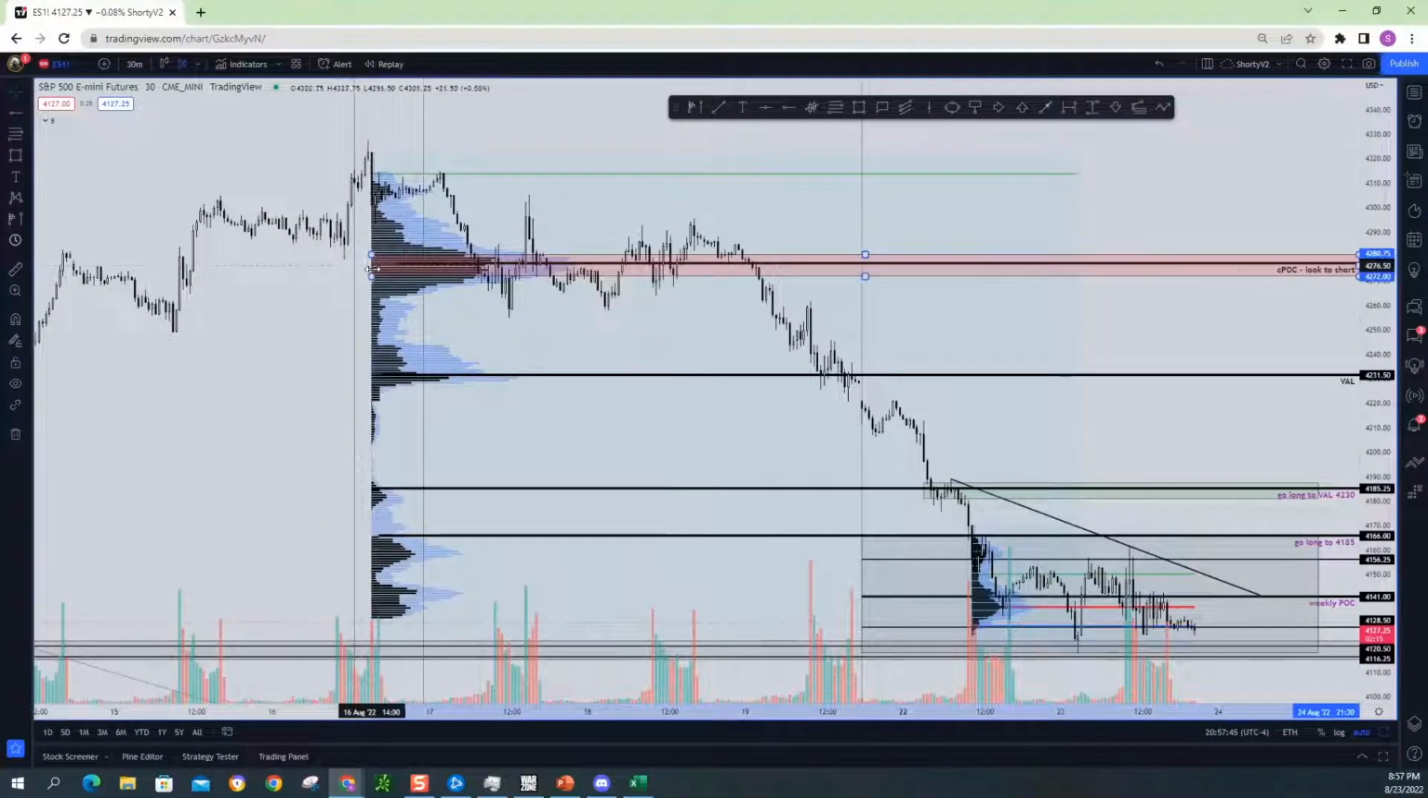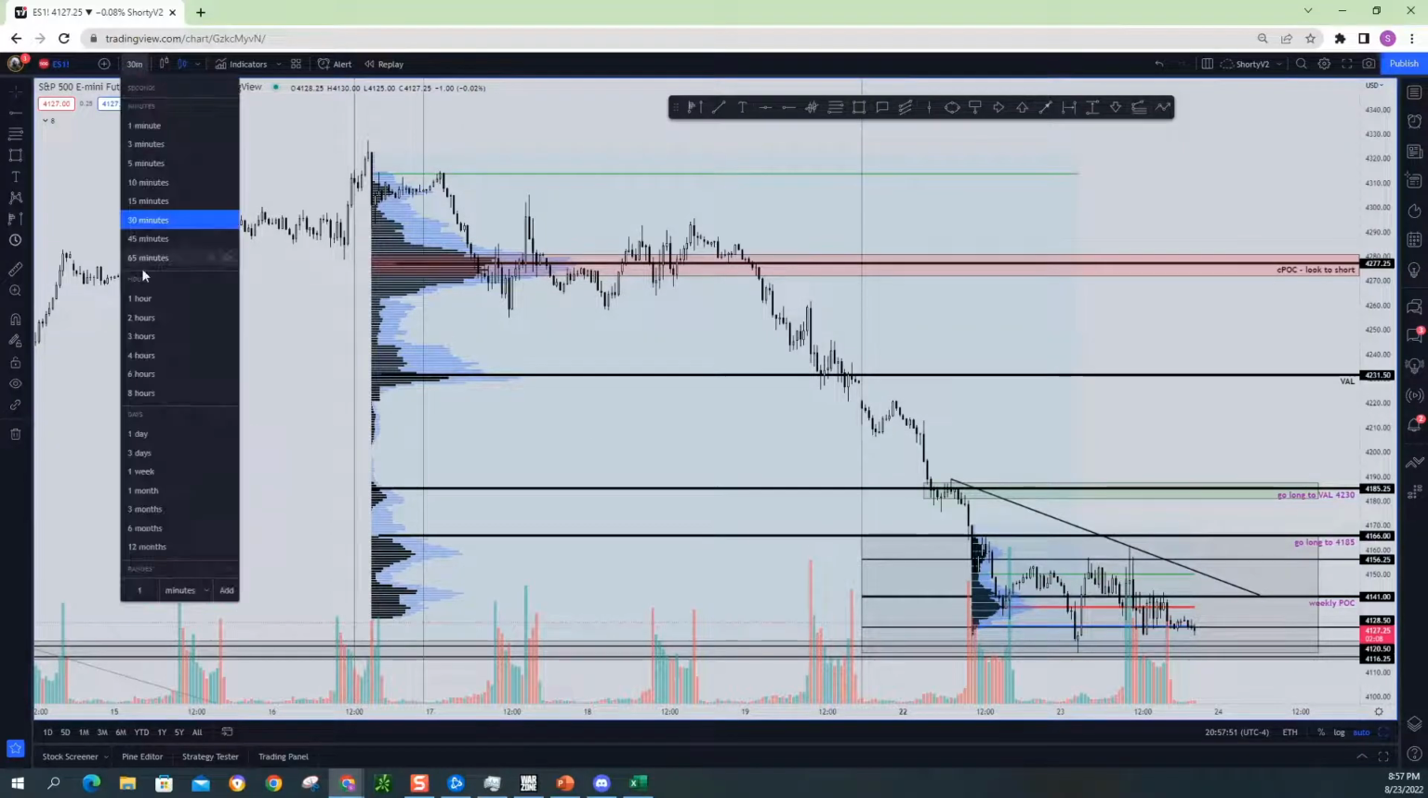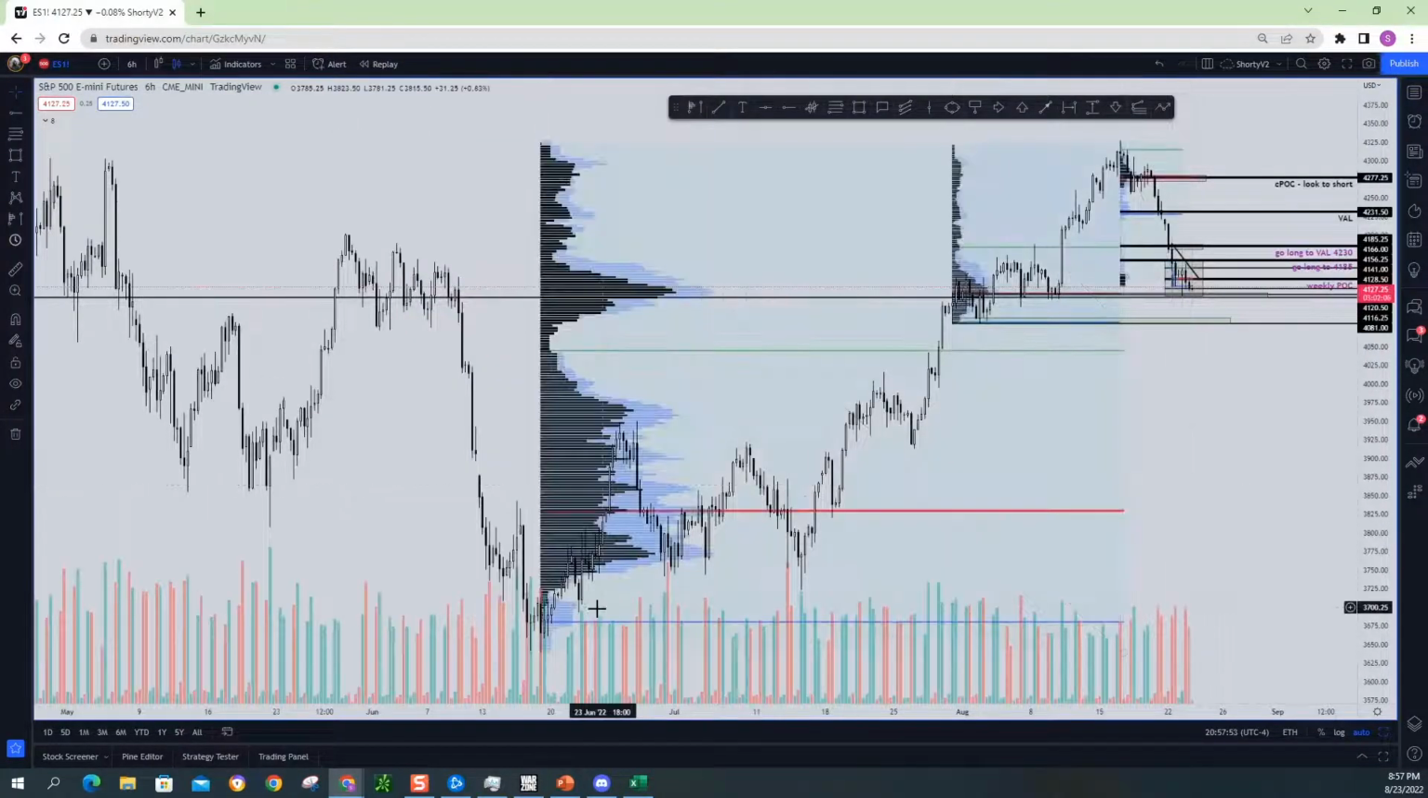Did you do the mid-July to current? Mid-July to current. Yeah, the run up. Mid-July. Yeah, that one. This one, June? I did the straight up mid-July right there. Yeah. Okay. That one just looks nasty.